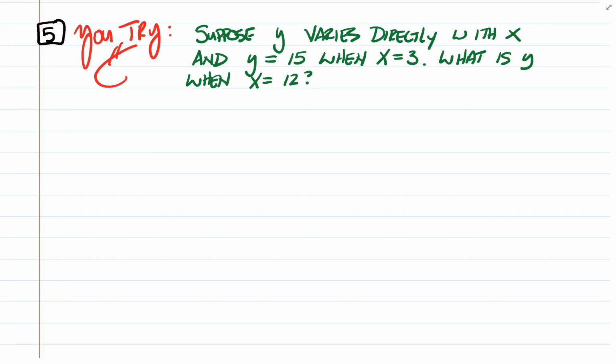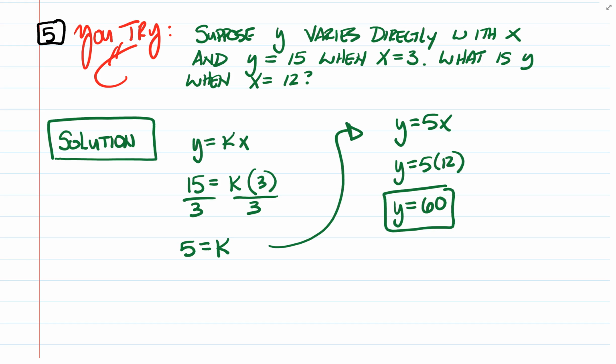Okay, here's an extra, box number 5. You have to do this one all on your own and get the right answer in the video. So suppose y varies directly with x, and y is equal to 15 when x is equal to 3. What is y when x is equal to 12? Good luck. Okay, hopefully you got the right answer. If not, here's a quick summary.